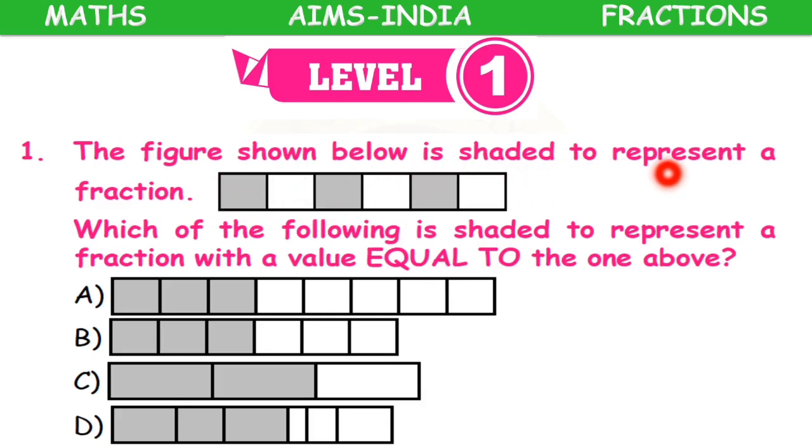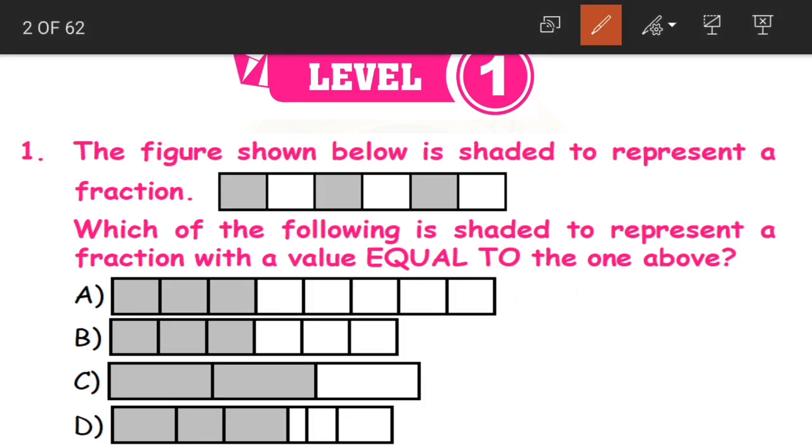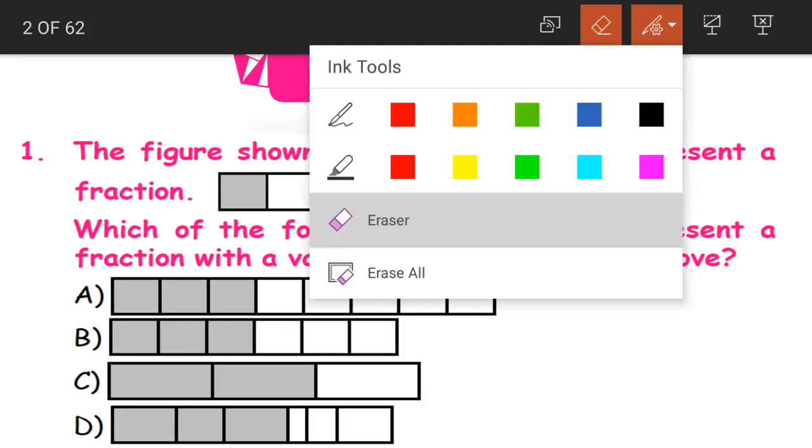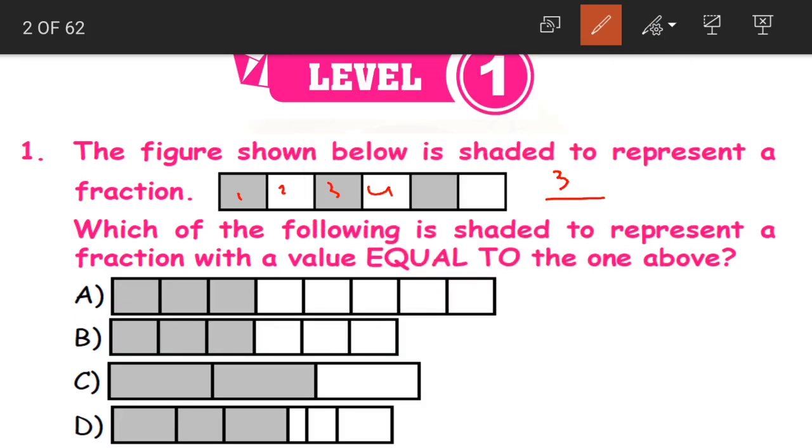The figure shown below is shaded to represent a fraction. Which of the following is shaded to represent a fraction with a value equal to the one above? Let us see the fraction represented by this figure, children. How do we write the fraction? First, the number of shaded parts, that is 1, 2 and 3, divided by the total number of parts. The figure is divided into 1, 2, 3, 4, 5 and 6. So 3 by 6 is the fraction of our figure in the given question.